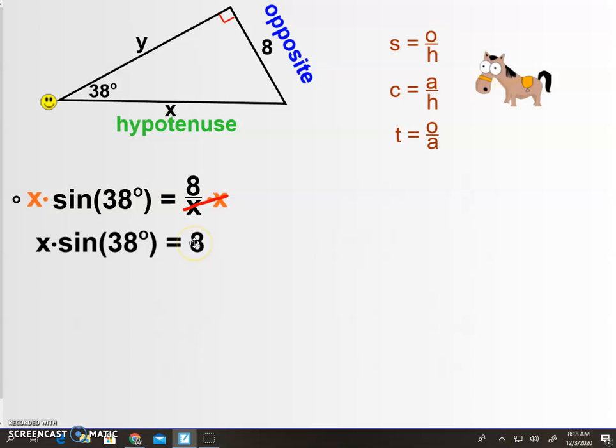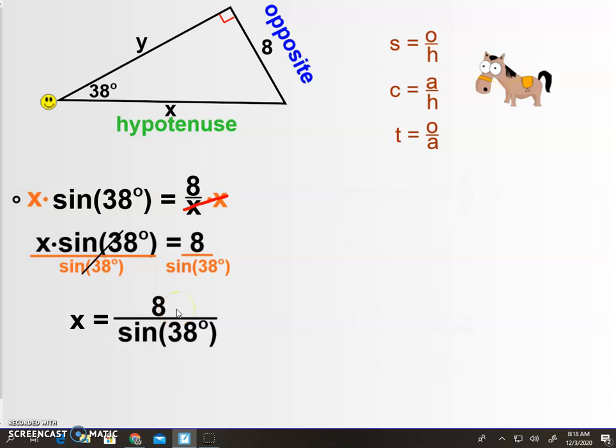And again, our goal is to get the x all by itself. So how do we undo multiplication? Division. So we're going to divide both sides by the sine of 38 degrees. So over here, we're going to go ahead and divide, and that will cancel out. And so what we end up getting is x equals 8 divided by the sine of 38 degrees.